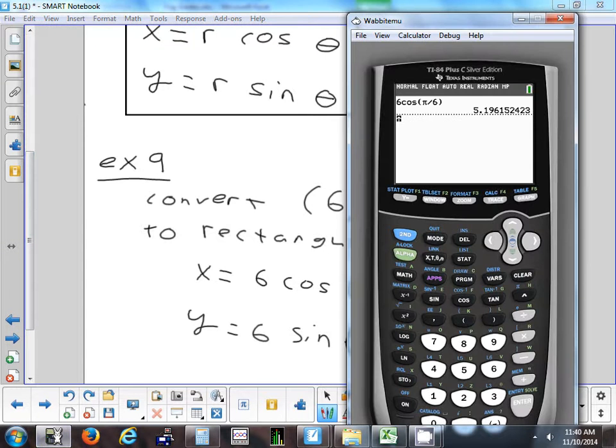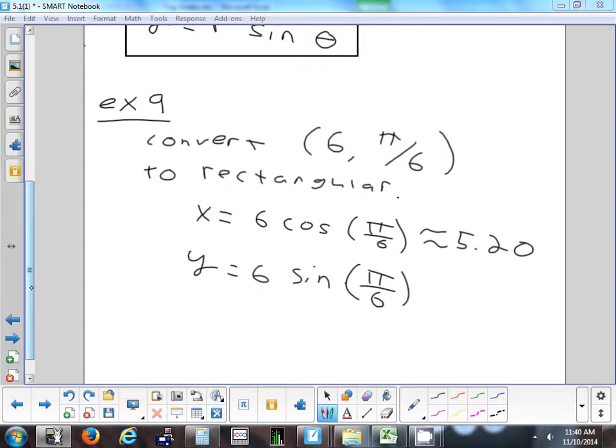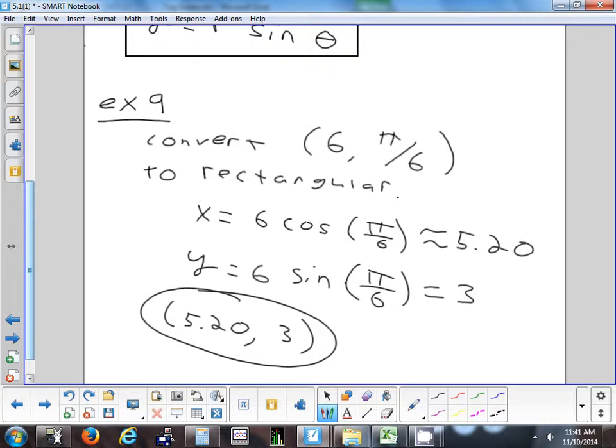And for y, just same thing again. Change cosine to sine. 6 sine pi over 6. Okay, that one came out good. 3. Okay, so now write your coordinate. 5.20, comma 3. Hey, any questions on how we converted that to rectangular?